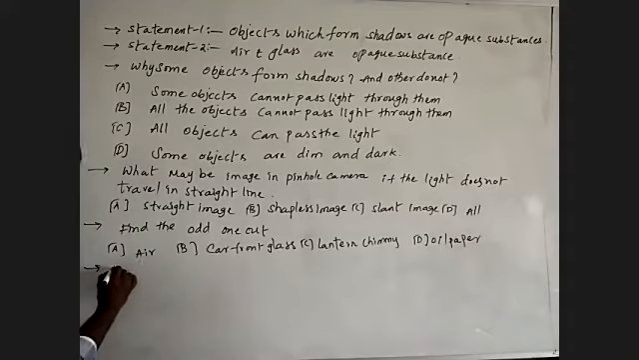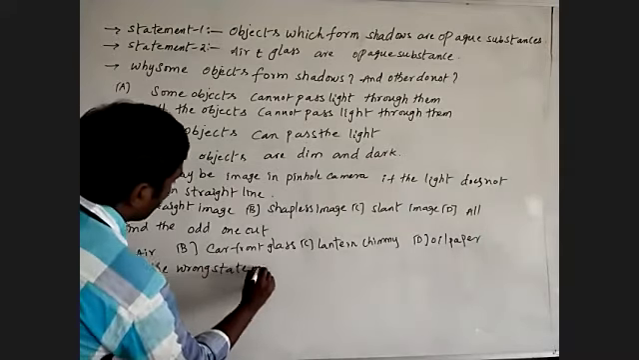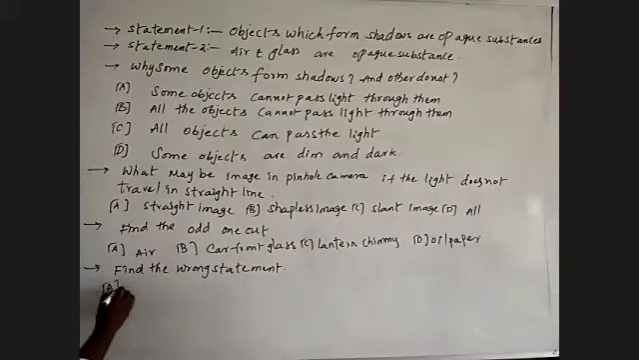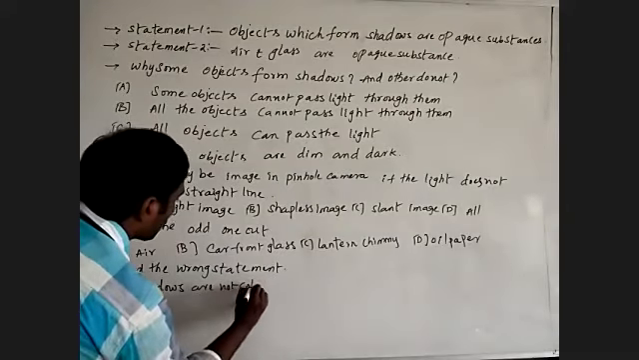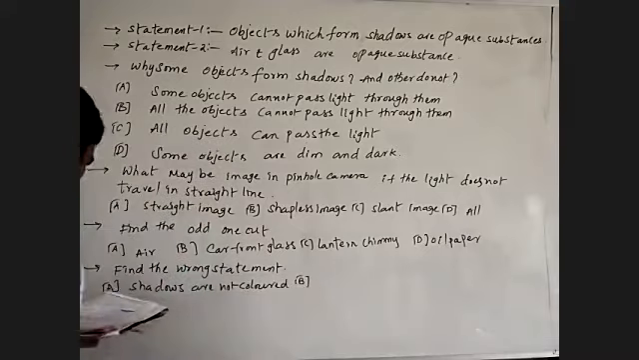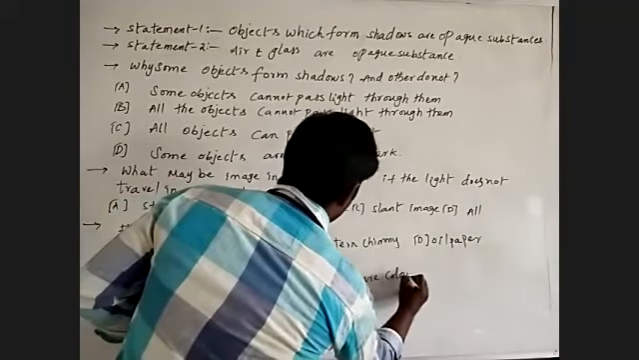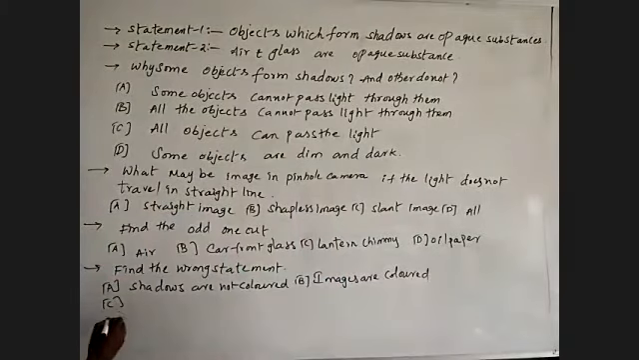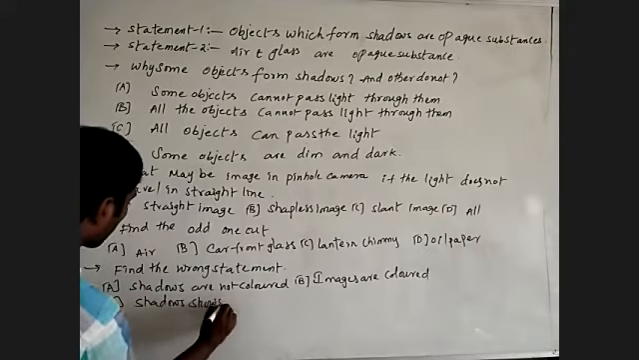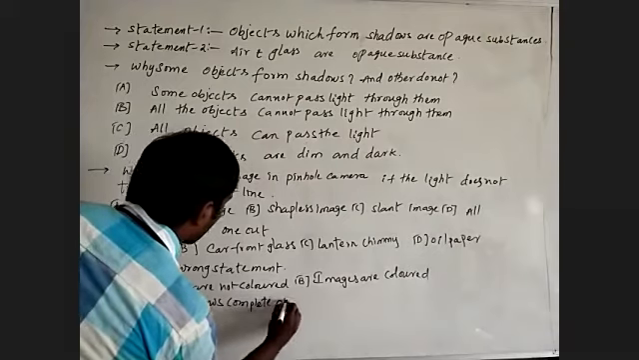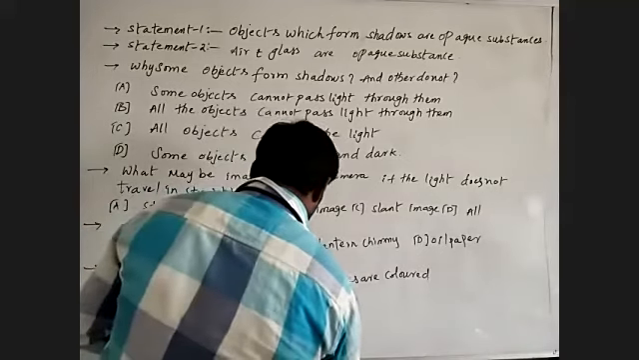Find the wrong statement. Shadows are not colored. Then images are colored. Shadows show the complete object. Image shows the complete object.